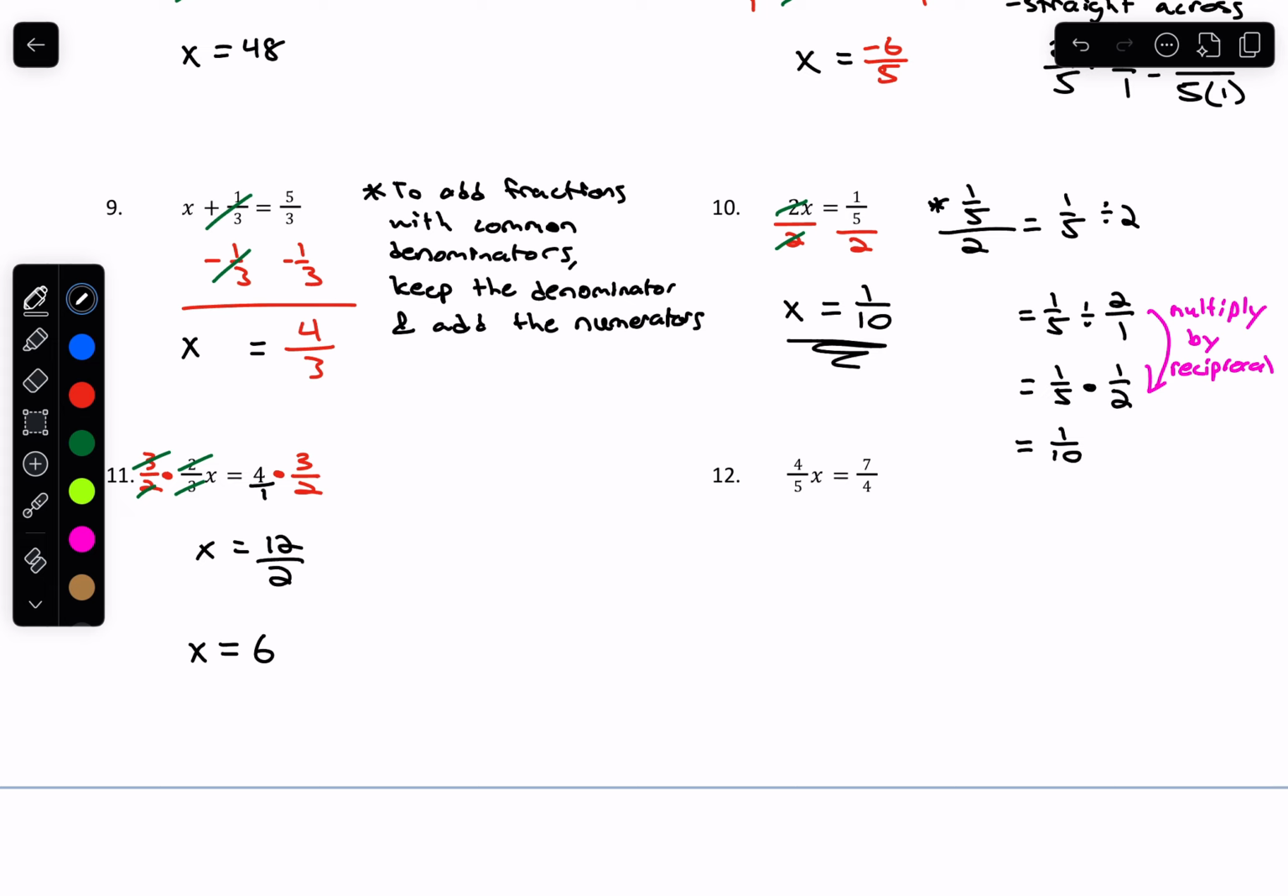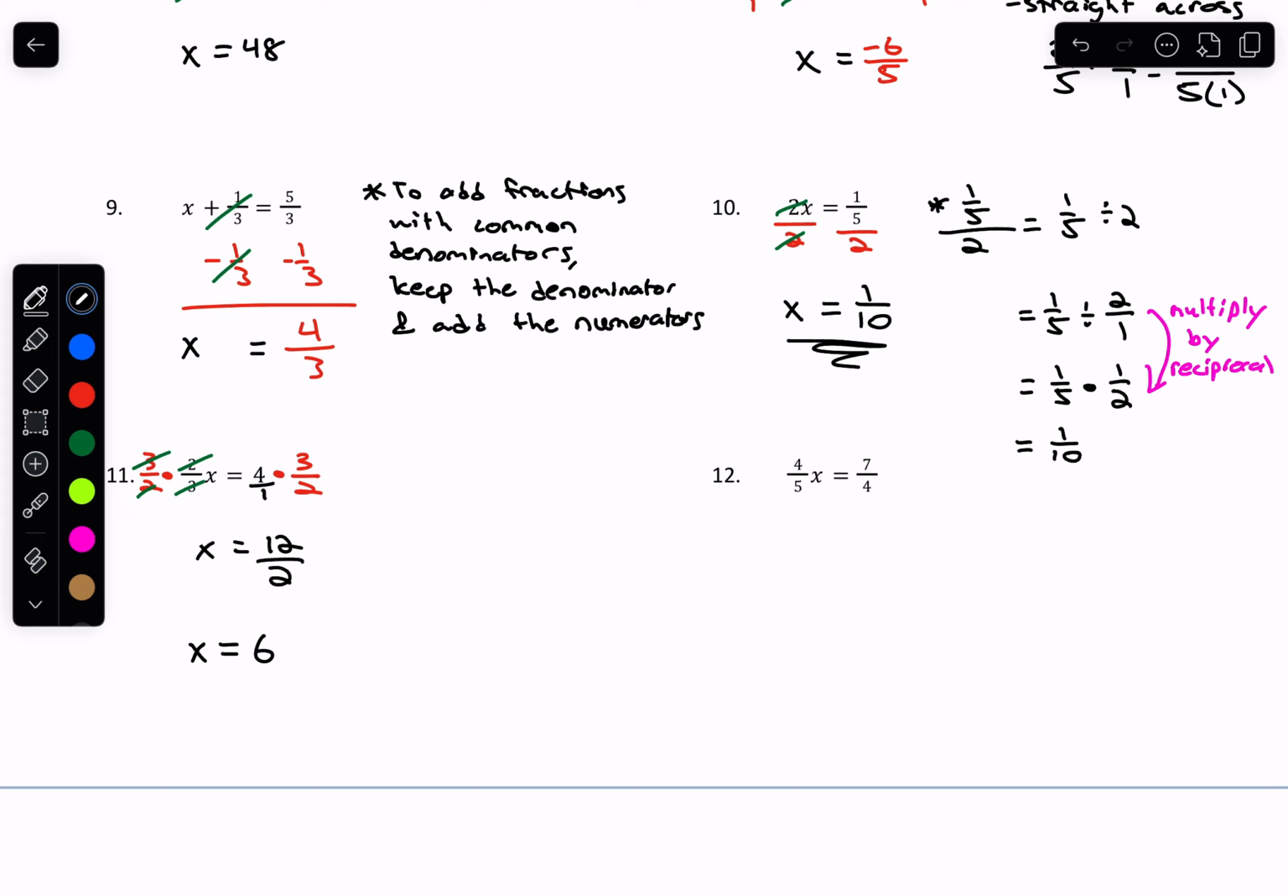So just make sure whenever you have a fraction in front of the x, so when your coefficient is a fraction, we want to multiply by the reciprocal instead of dividing. Because if we divided, we would multiply by the reciprocal in the next step anyway, so we may as well just jump straight to that.